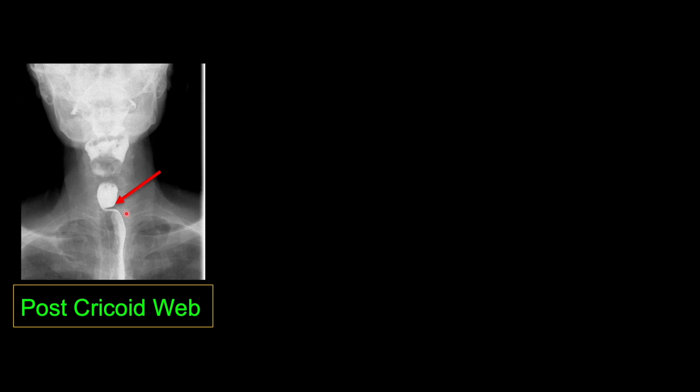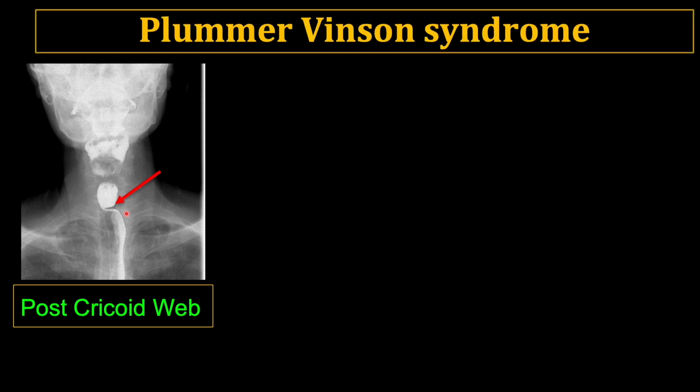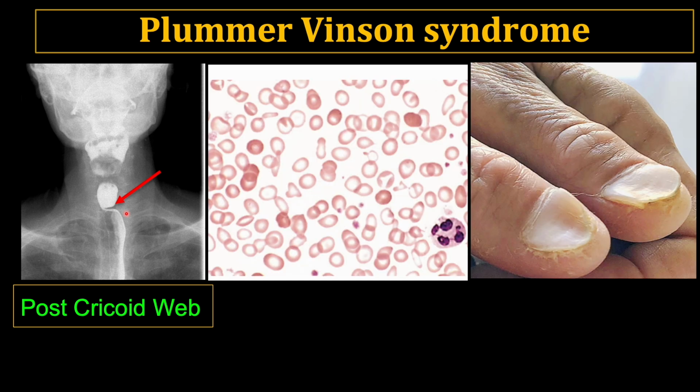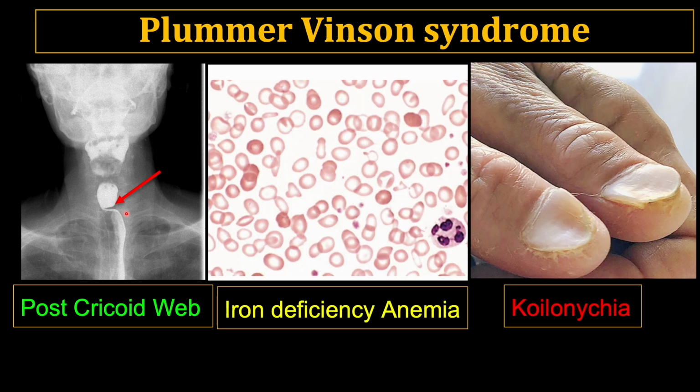In this, we see there is a membranous narrowing in the esophagus. This membranous narrowing is known as the web. Because it is located below the cricoid, it is known as post-cricoid web. Post-cricoid web is usually seen in the setting of Plummer-Vinson syndrome. Plummer-Vinson syndrome includes a triad of post-cricoid web, iron deficiency anemia, and koilonychia.